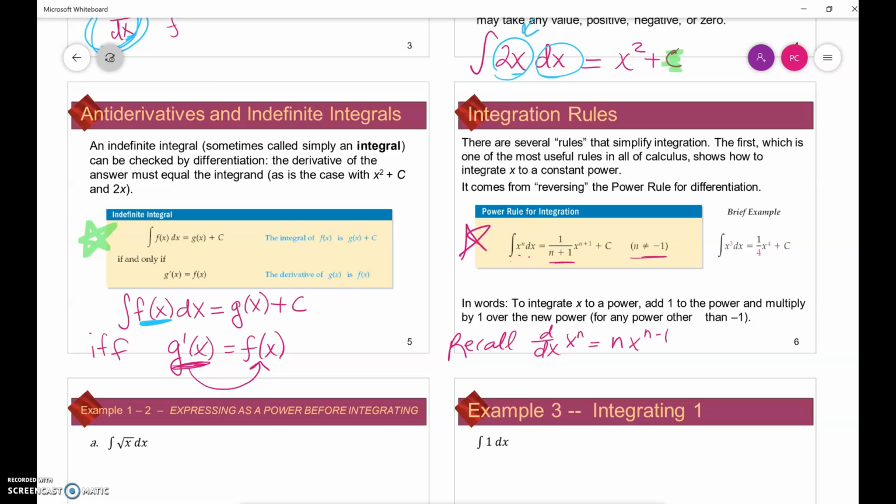Okay, so this works. Here in words, what this says, to integrate x to a power, add 1 to the power and multiply by 1 over the new power. And this works for any power other than negative 1.